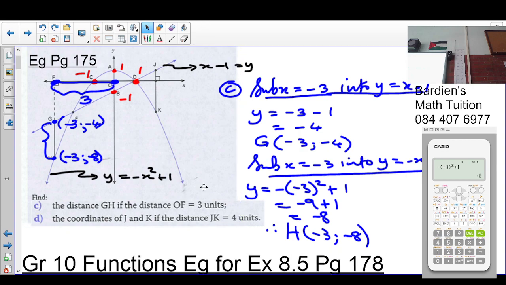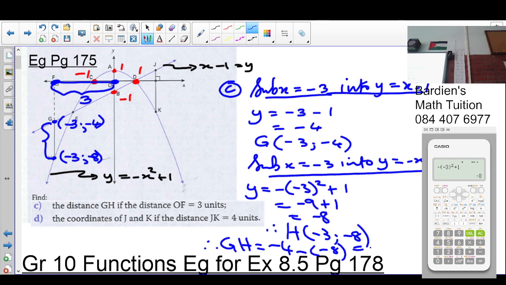Here we subtracted two y values. Therefore, for GH, we always take the one more positive minus the other. So it's going to be negative 4 plus 8, which is 4 units. Okay.